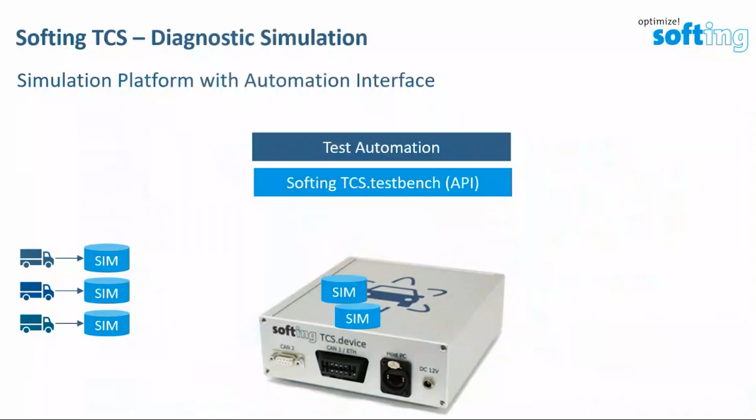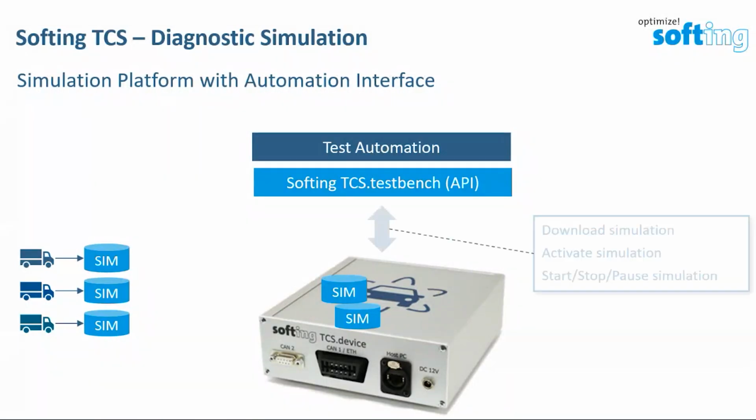So let's see how the simulation can look. Our TCS device is a simulation suite. The base is the device that is supporting CAN FD, Ethernet, and also has an OBD port, as you can see, and a D-sub for CAN ECU. On the left, you see each vehicle variant has its own simulation file, and those files are stored on the TCS.